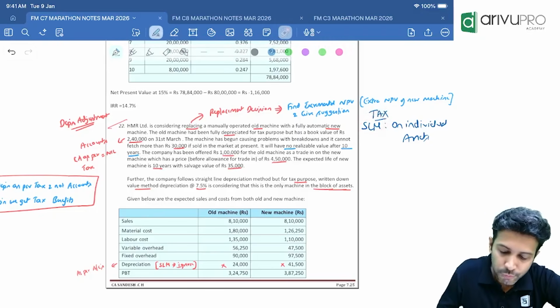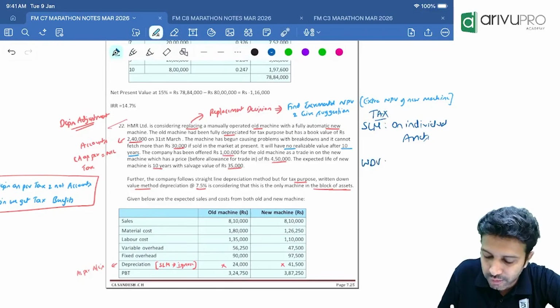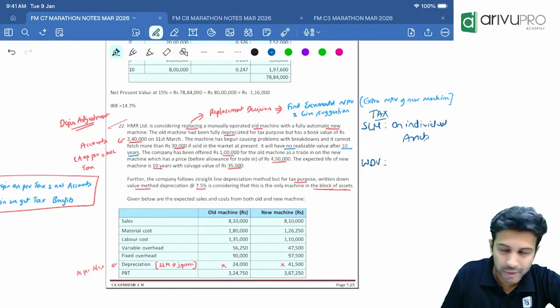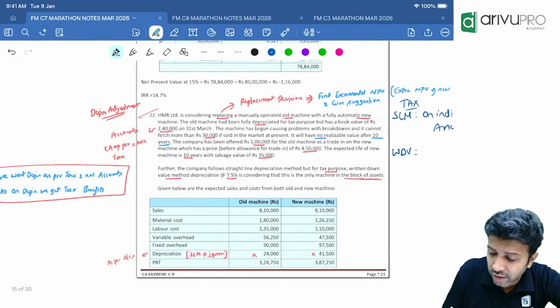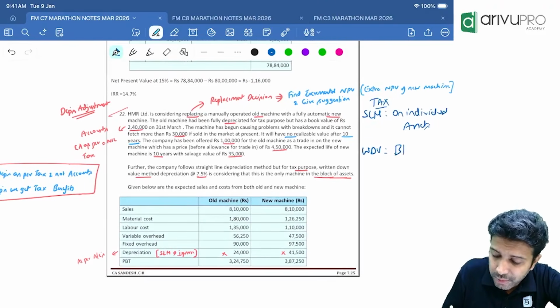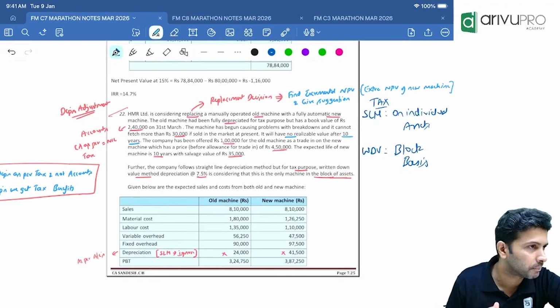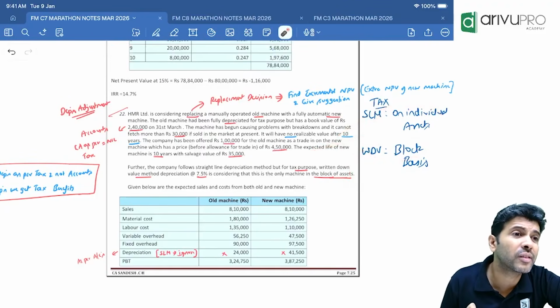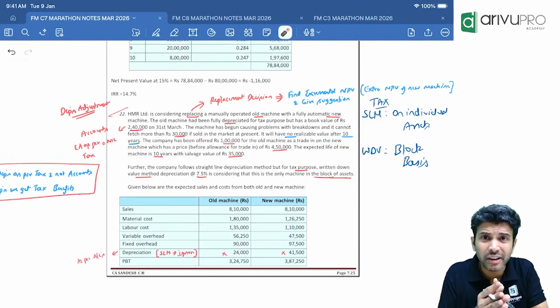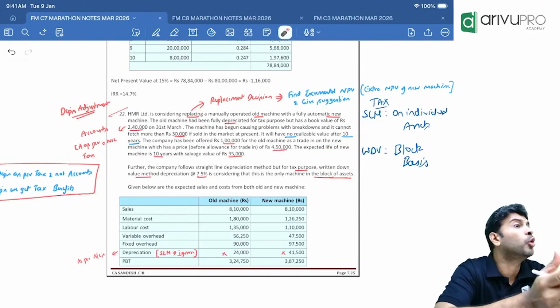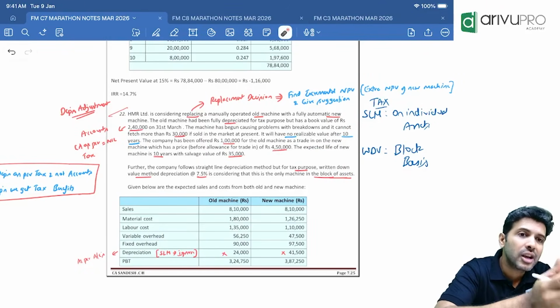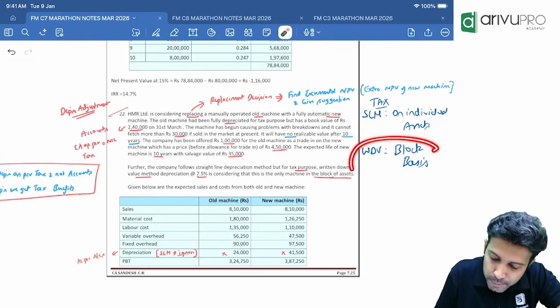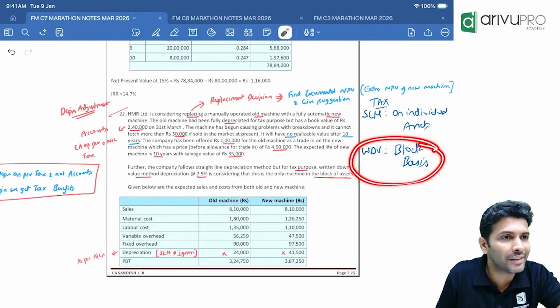SLM method. If you follow by chance WDV method, depreciation is not calculated on individual basis. It is calculated on something called block basis. You must have studied this in your tax ka. If you follow WDV method, then depreciation is always on a block. Block means it is not individual. Block means group of assets. So you charge depreciation based on the group level, not individual level. For which method? WDV method.